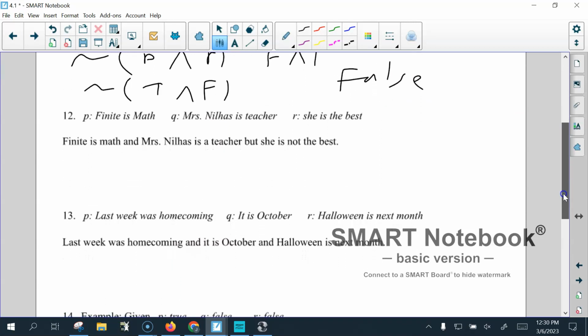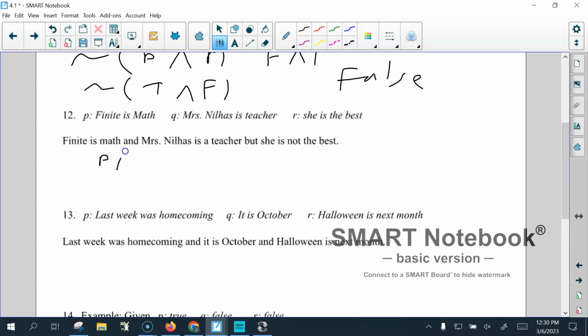Finite is math. Miss Nilhouse is a teacher. She is the best. So finite is math, okay, that's our P. And remember, it's like making an A, which I keep making a mistake on. So it's A without the crossbar. Nilhouse is a teacher. So that's Q. But she is not the best. But is kind of like an and. So we're saying and she is not the best.